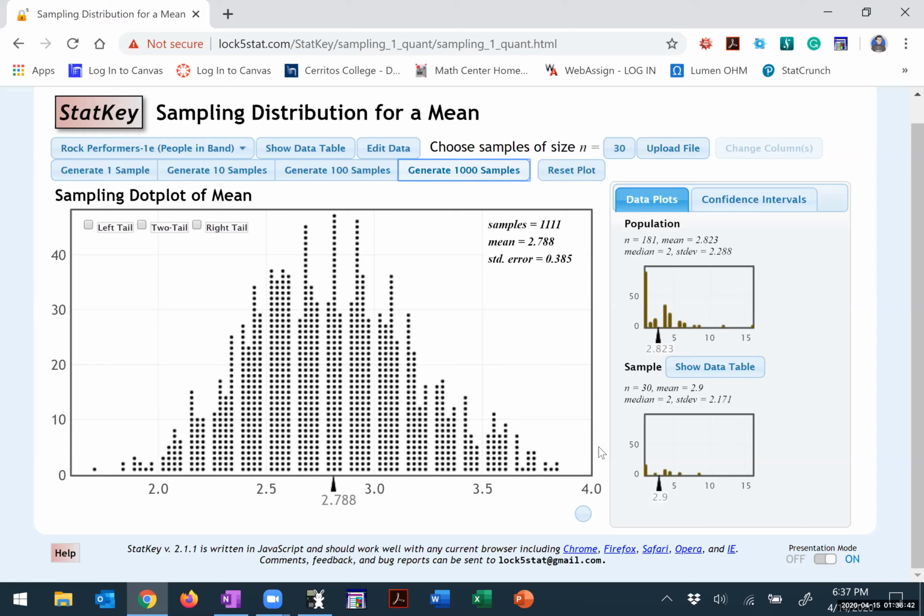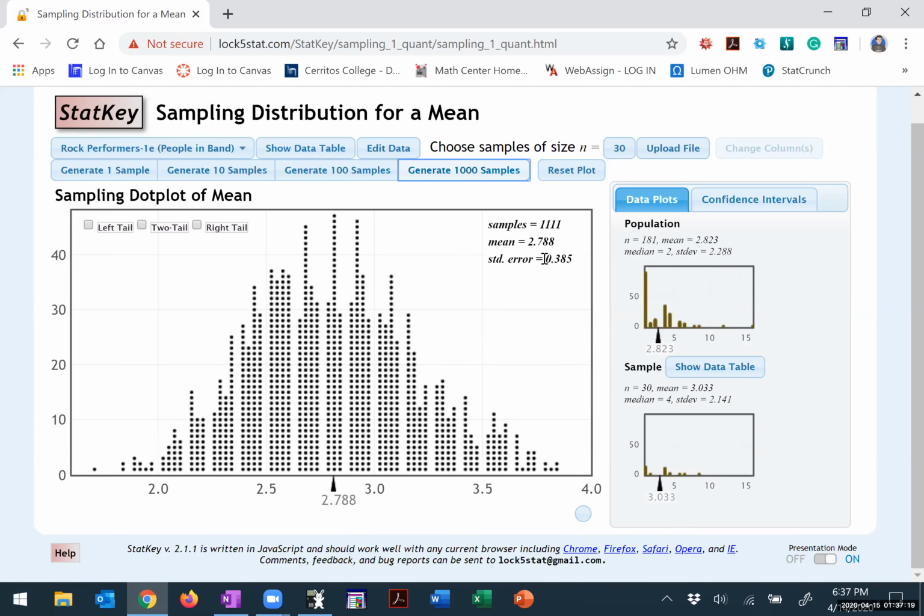That's because this is the distribution of the sample means, right? What did we take? We took 30. Each of these data points here represents 30 pieces of data averaged. And what did we do? We did that 1,000 times, and then we plotted it. And then we did it more and more times. If we were to generate 10,000 data points, it would get even smoother.